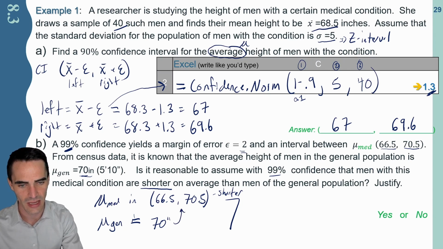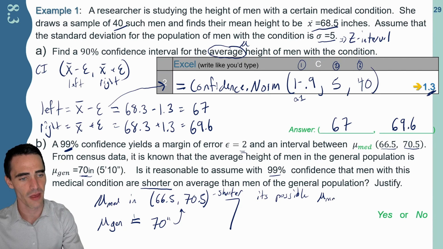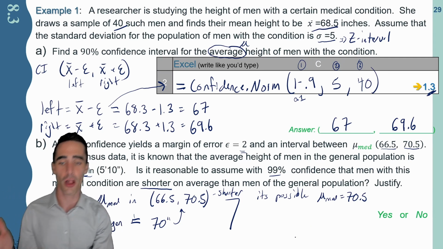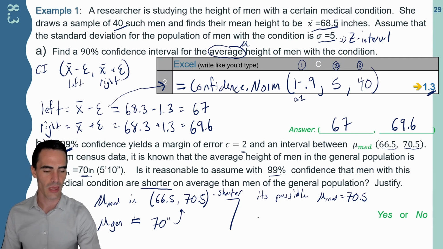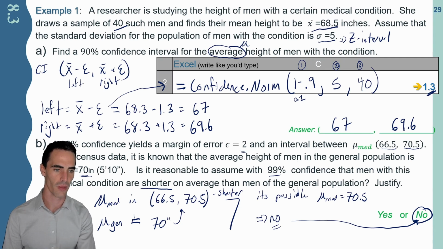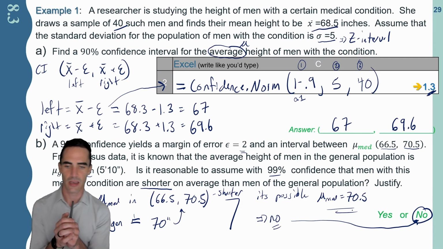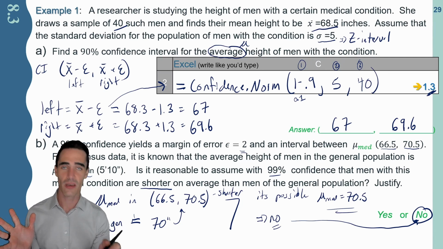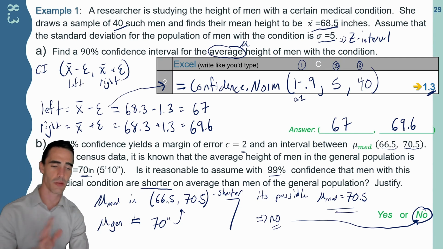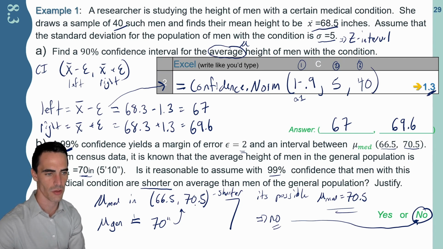Notice this 70 is in here. In fact, it's possible the mean height for people with the medical condition is equal to 70.5. In fact, people with this medical condition may even on average be taller than the general population. And so unfortunately, no, I cannot make that claim that people with this medical condition are shorter. And again, the big deal is that people with this medical condition could have a mean height anywhere in this interval. I mean, they could be shorter, could be 66.5, but I certainly can't say with any kind of certainty that they're always going to be shorter.